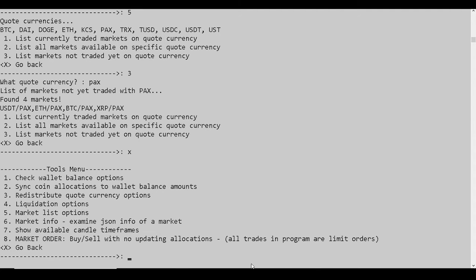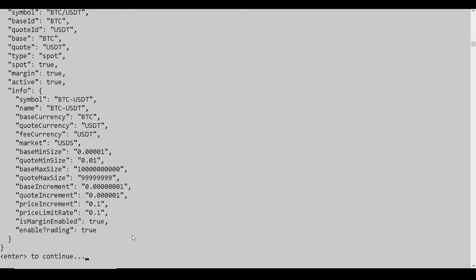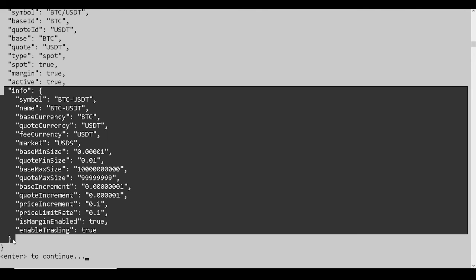Let's go back and to the next one, market info. This was really just for me actually when I was trying to diagnose errors, but I left it in here. So you can look at any market. Let's go ahead and look at BTC/USDT because that's available on KuCoin. And I want to let you know that this info section is what the trading exchange actually sends back in its API return call.